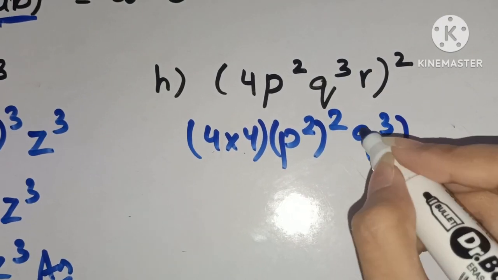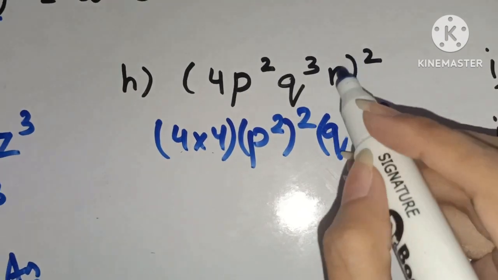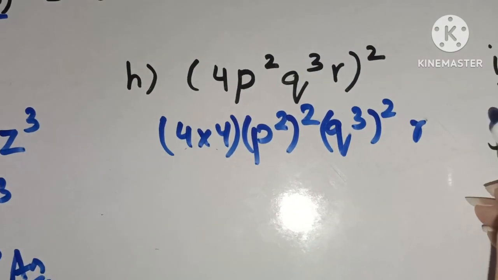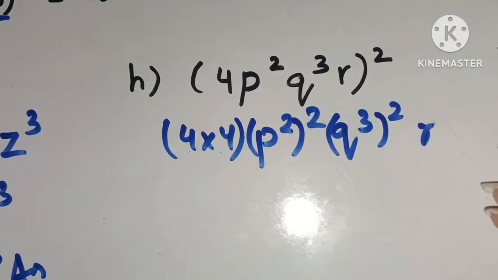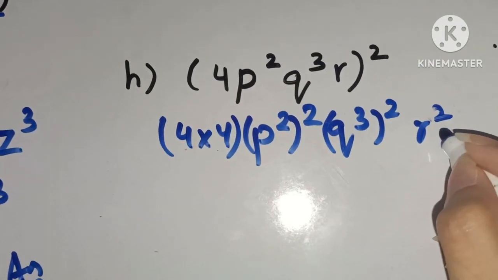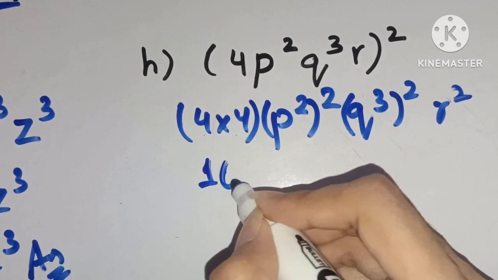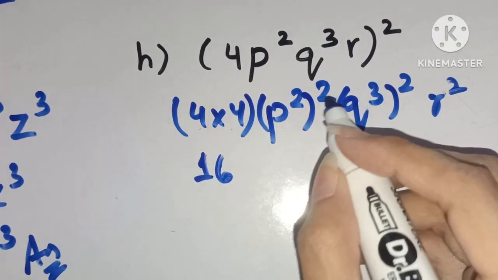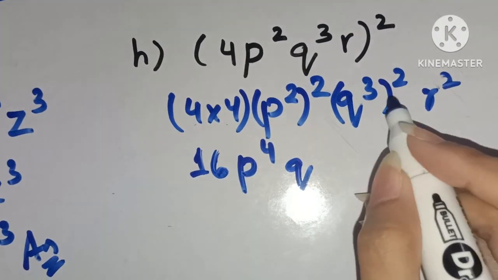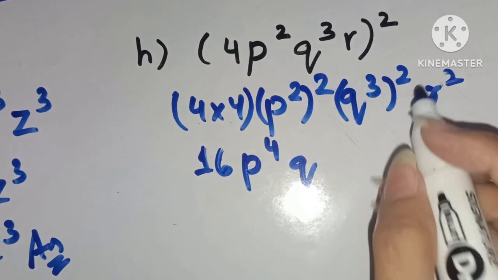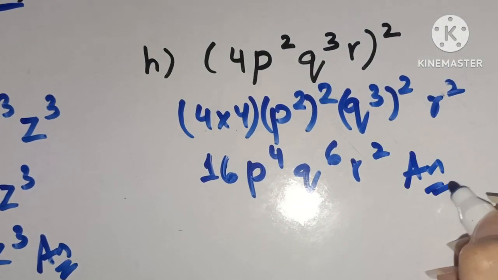So q has a power of 3 and it has a power of 2. r has a power of 1. When there is no power with the variable, it means that it has a power of 1, so we will simply multiply 1 with the 2, so it will come to power 2 only. So 4 has a power of 2, so it is 16, and p square has a power of square, so p power 4, which means 2 multiplied by 2, and q has a power of 3 and it has a whole power of 2, so 3 multiplied by 2 is 6, and r has a power of 2. So this is the answer of this question.